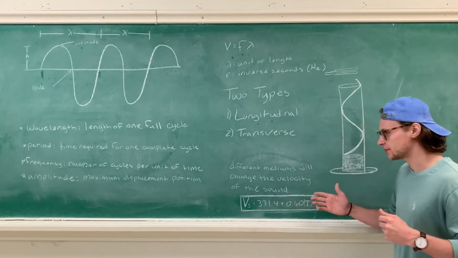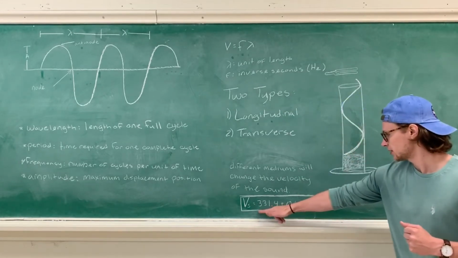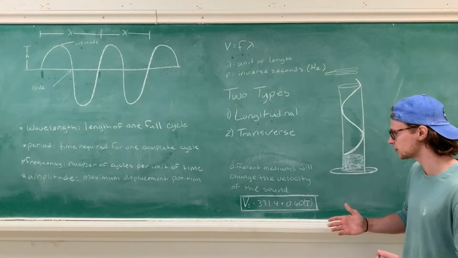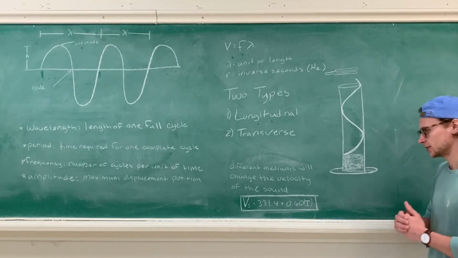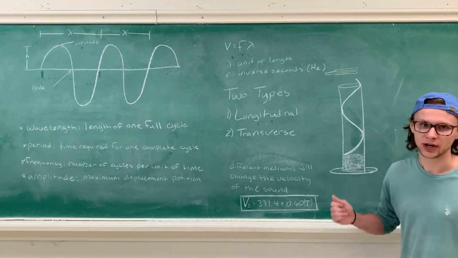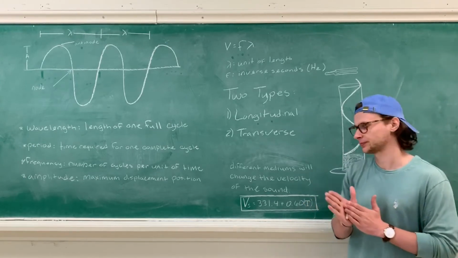So yeah, different types of mediums change the speed of sound, and here is just a small equation where the speed of sound is equal to 331.4 plus 0.60 times temperature, and this temperature is in Celsius.